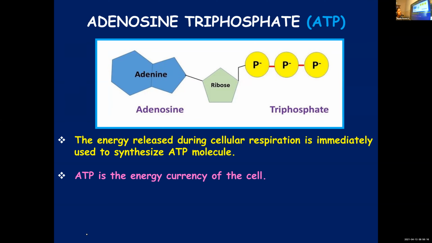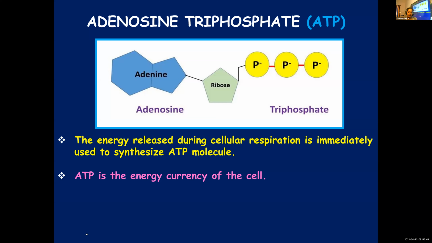ATP is the energy currency of the cell that we already learned. ATP is the energy currency. You know, the currency what you have, you will spend it to get the products you need. Similarly, ATP is the energy currency, and whenever your body needs energy, this currency will be spent. ATP molecule will break down and release energy.